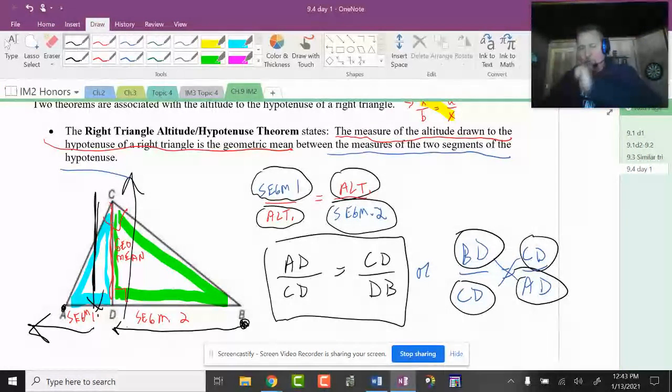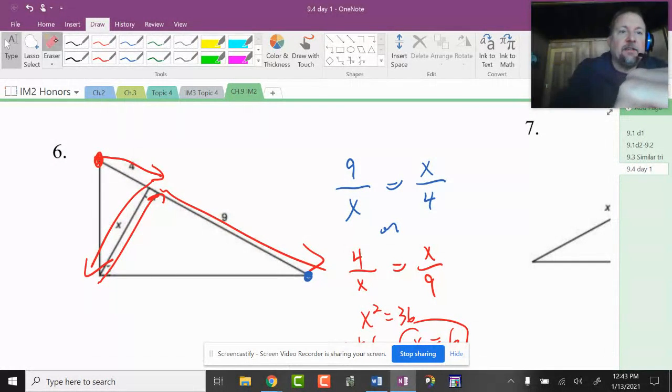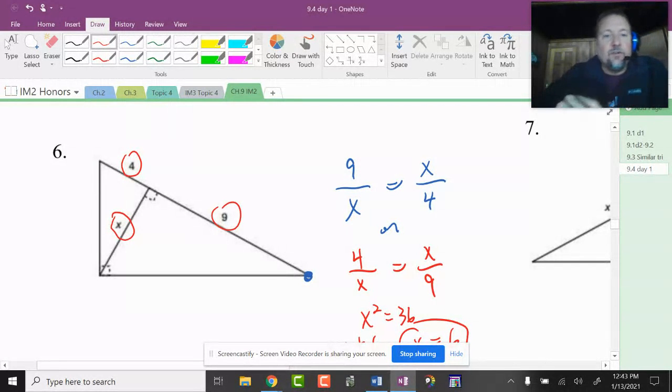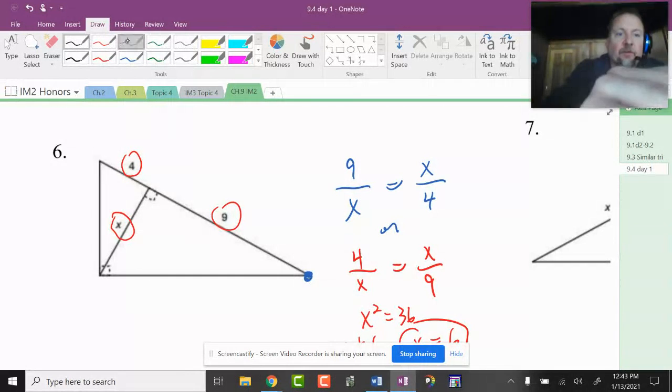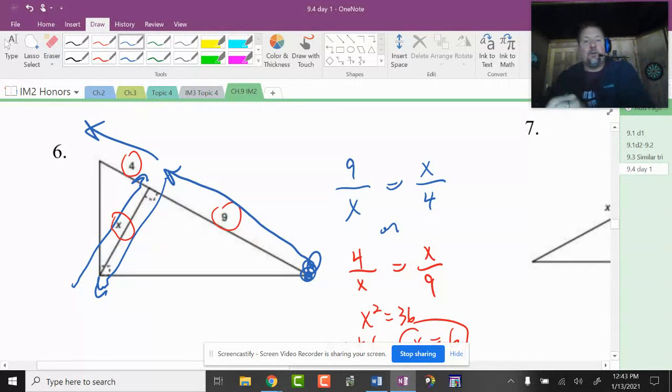So looking at our first question, I decided to go red. Look at the red equation. Okay, we're only going to do one at a time. So how do I know that this is the one we're going to use? Look, we have the altitude and we have these two parts of the hypotenuse given. So the red equation, wrong. That's the blue equation, starting over here. Starting at this vertex, 9 over x equals x over 4. That's the action that you use in order to write your proportions.